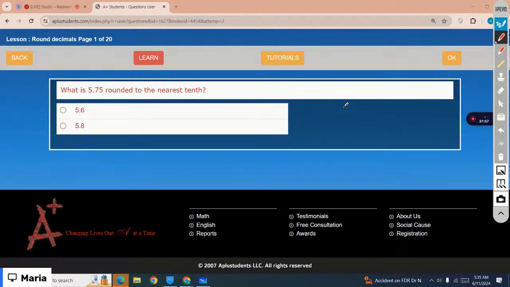So the digit in the tenth position is 7. After the 7, you have 5. 5 is equal to 5, which means you need to round up. You need to add 1 to the tenth position. So that would be 5.8. Got it? The correct option is 5.8. Option number 2 is the correct option.